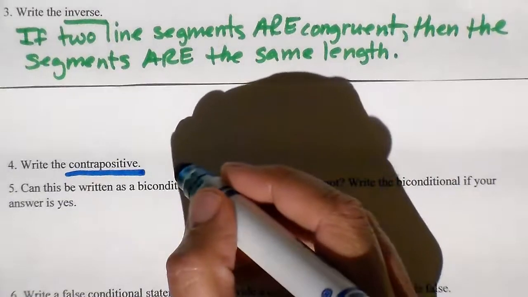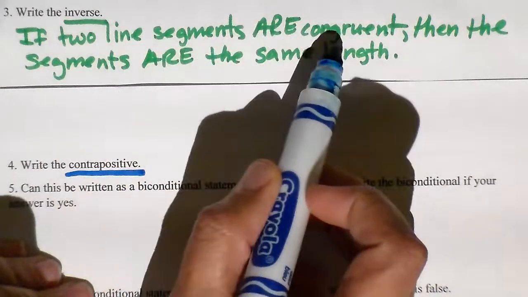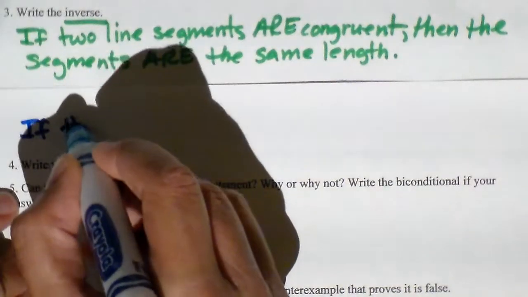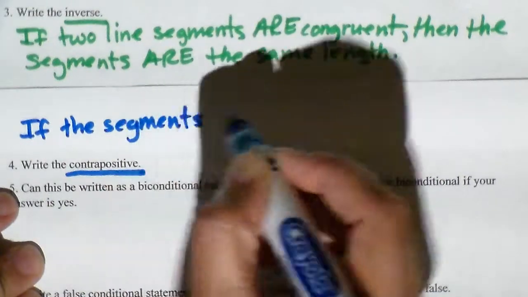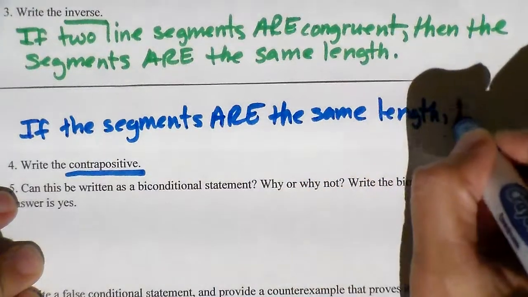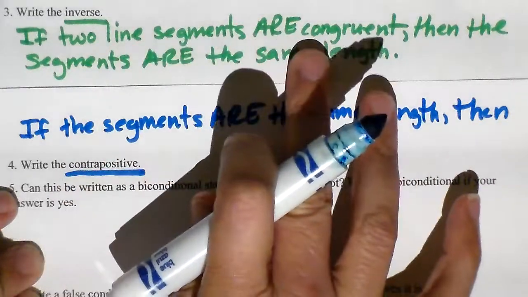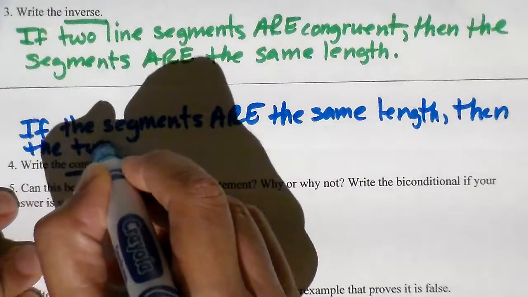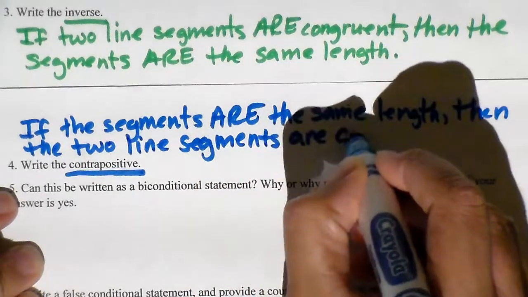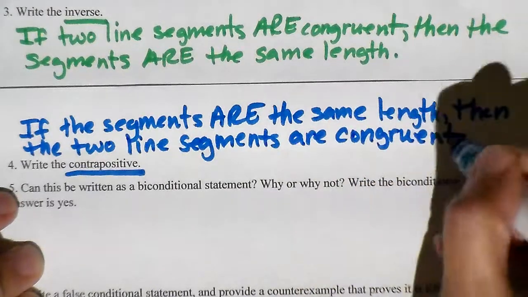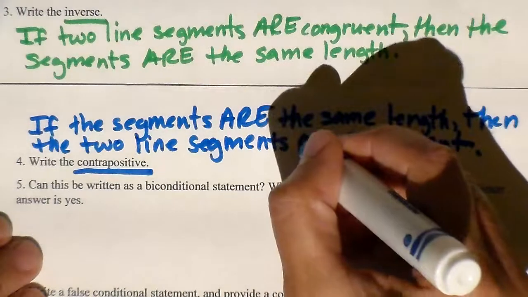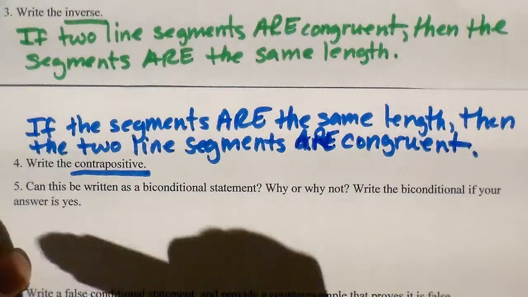So the contrapositive is going to say, instead of saying if two line segments are congruent, then the segments are the same length, the contrapositive will say, if the segments are the same length, then the two line segments are congruent. Okay, and that's your contrapositive. See how I kept the negation, the R and the R? I probably should have capitalized that because you know how particular I am about that. So anyway, that's the contrapositive.